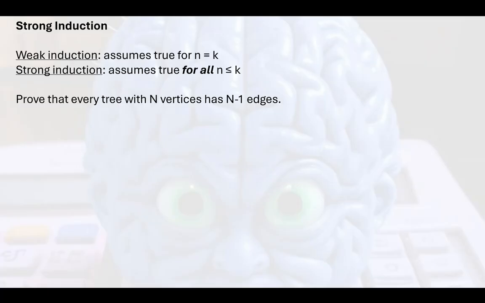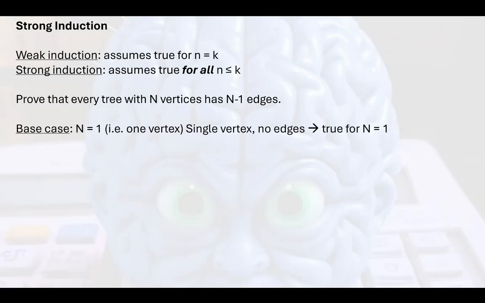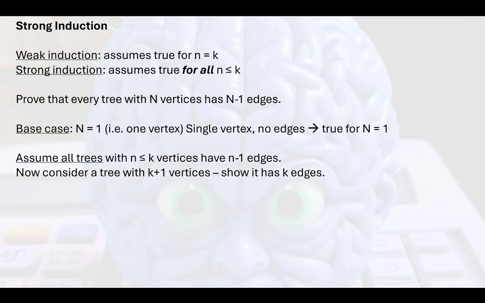So once again, we're going to prove that every tree with n vertices has n minus 1 edges. Our base case is exactly the same. And now we are assuming all trees with n less than or equal to k vertices have n minus 1 edges. And now let's consider the tree with k plus 1 vertices, and we will show that it has k edges.